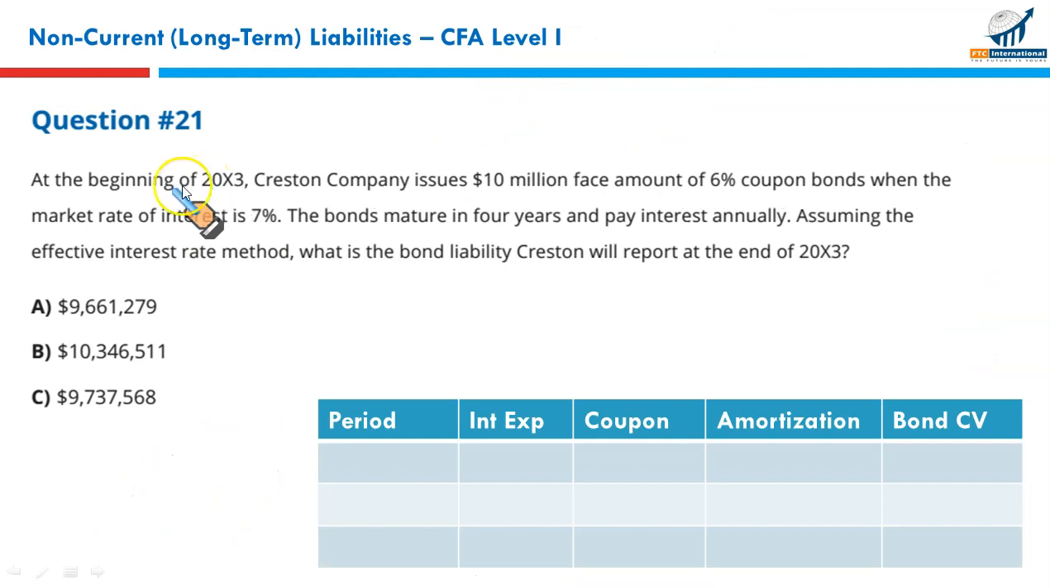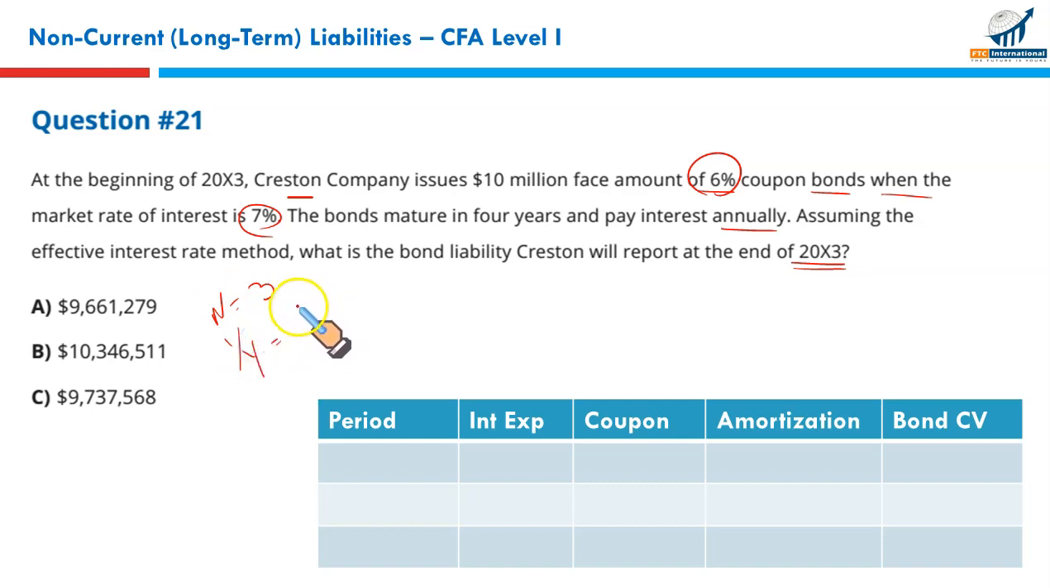Next question. At the beginning of 2003, Creston Company issues 10 million face value of 6% coupon bond when the market interest rate is 7%. So this is the coupon, this is the market rate. The bond matures in 4 years and pays interest annually. Assuming effective interest rate method, what is the bond liability Creston will report at the end of 2003? Means 1 year is gone, so the remaining period to maturity is 3.